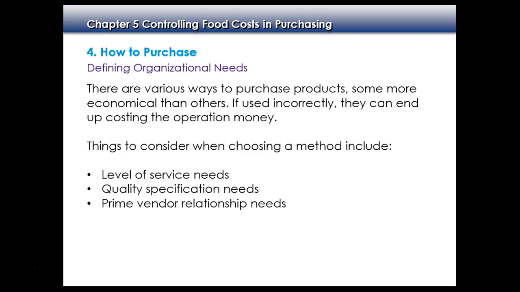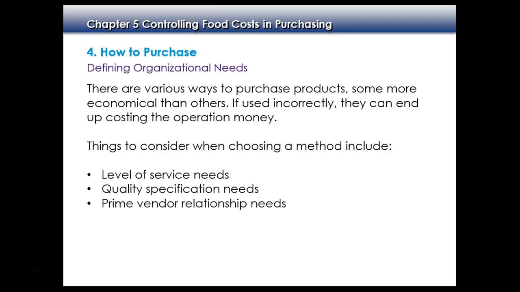So, how to purchase. There are various ways to purchase products, some more economical than others. If used incorrectly, you can end up costing the operation way more money than needed. Some things to consider when choosing a method of ordering: the level of service that you need. Do you need the vendor to come in and talk to you to make the order? Does the operation need frequent deliveries, or will it be one delivery a week? And then the quality specification needs. Do they have the quality of product you need? And then the prime vendor relationship needs.